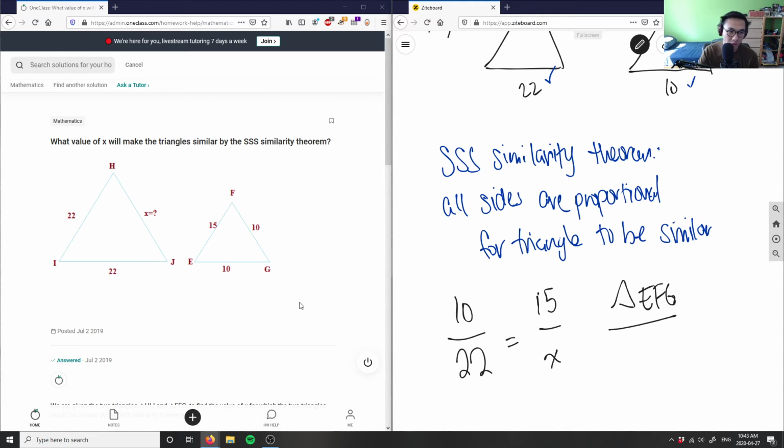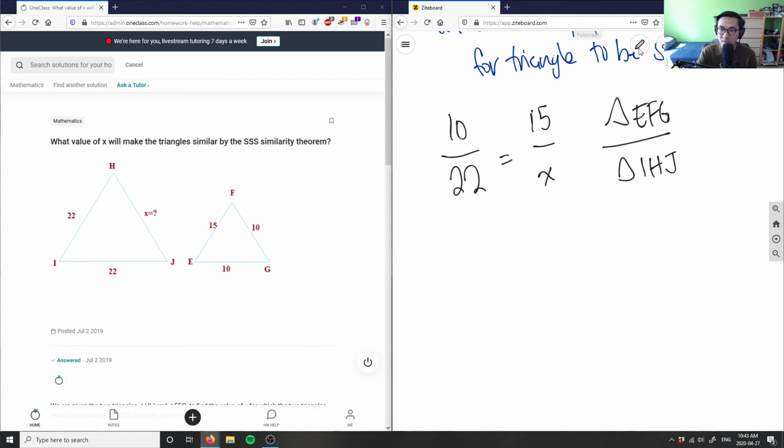EFG over, this is from IHJ here. Triangle IHJ. So these two, again, I'm just creating simply a proportion in order for us to solve for this x value here. So let's solve this. We would cross multiply to solve for this here.